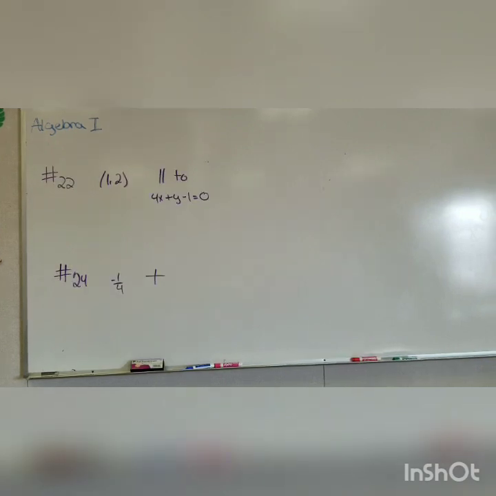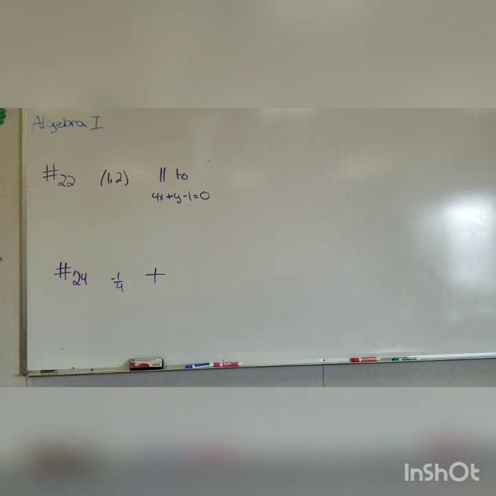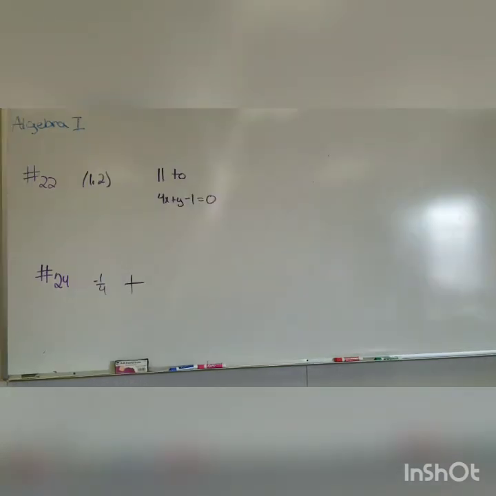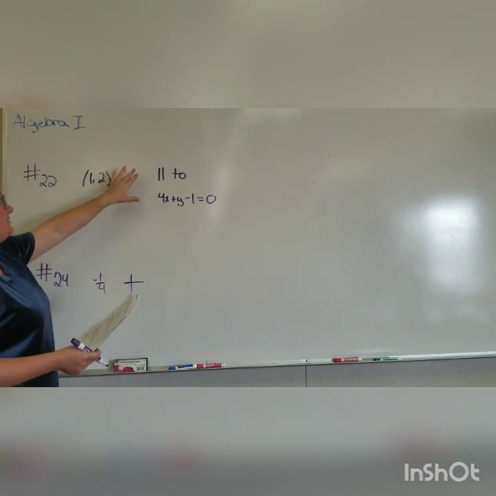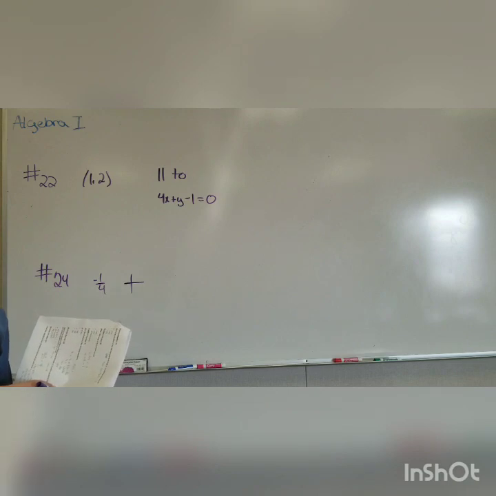All right, problem number 22. They ask, what is the equation of a line that passes through point (1, 2) and is parallel to the line whose equation is 4x + y - 1 = 0? So to do our point-slope formula, we need to know the slope of this line, because when lines are parallel, their slopes are equal.